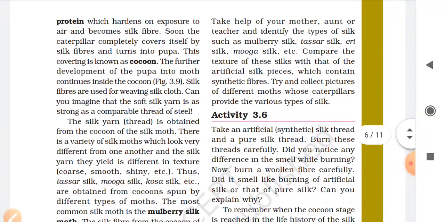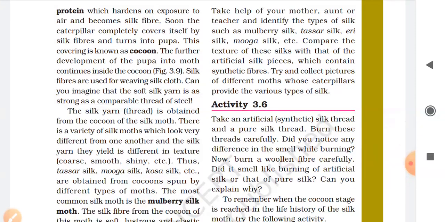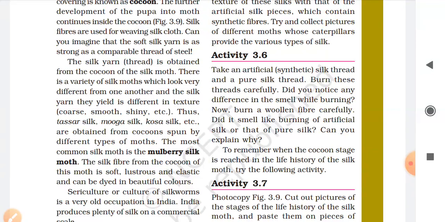Silk fibers are used for weaving silk cloth. Can you imagine that the soft silk yarn is as strong as a comparable thread of steel? The silk yarn is obtained from the cocoon of the silk moth. There is a variety of silk moths which look very different from one another, and the silk yarn they yield is different in texture. Thus, tasar silk, moga silk, kosa silk, etc. are obtained from cocoons spun by different types of moth.